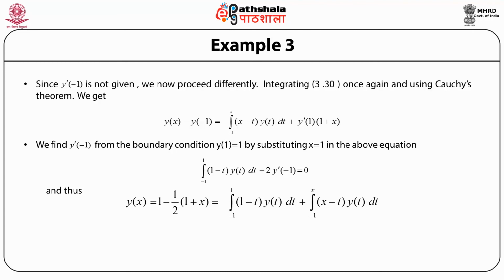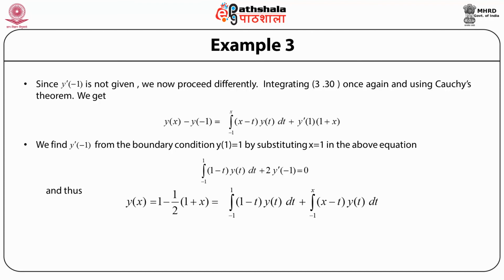Now we find y prime of minus 1 from the boundary condition y of 1. See, y is given, y of 1 is equal to 1. So when we substitute x is equal to 1 in the above equation, what do we get? We get an integral from minus 1 to 1 of 1 minus t yt dt plus 2 y prime of minus 1 is equal to 0.